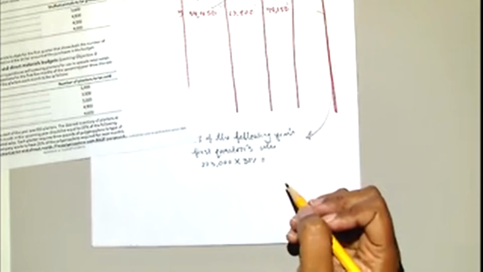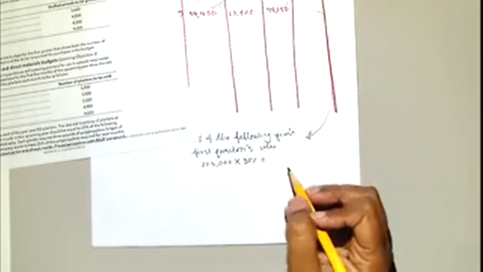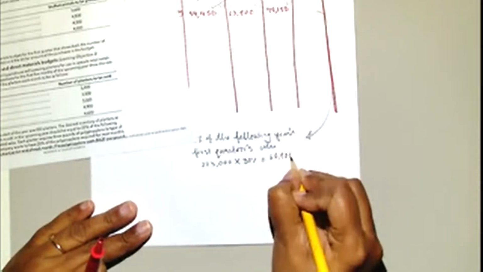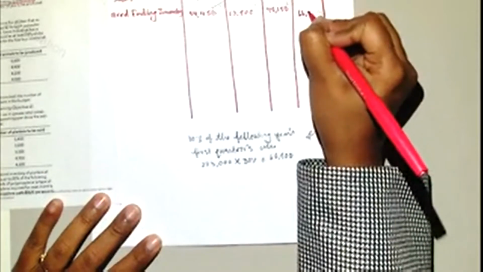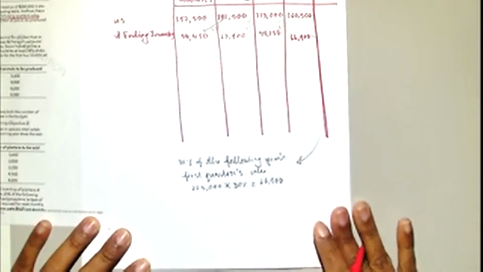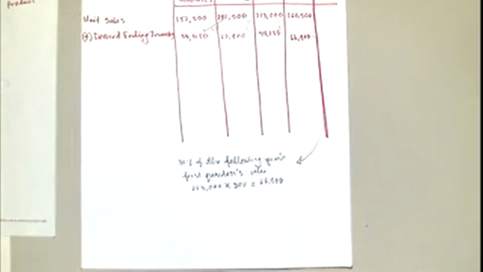It's not working. Whose calculator is working? Yes, Julie, please. You got 66,900. So that will be your fourth quarter's ending inventory. 66,900. Okay. So this is how you will calculate your ending inventory.